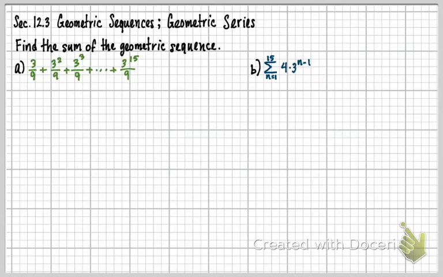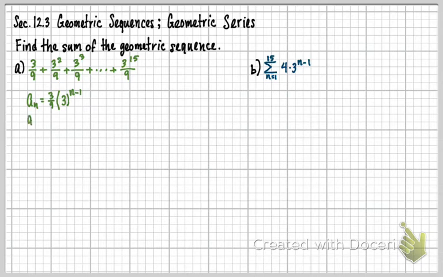This problem says find the sum of the geometric sequence. So we're going to look for a sum here, and we're adding these up. Keep in mind my formula says a sub n is going to equal 3 over 9, because that's my first term, my a1, times my ratio, which is 3, to the n minus 1. I think that would work here, so we're going to try that out and see.